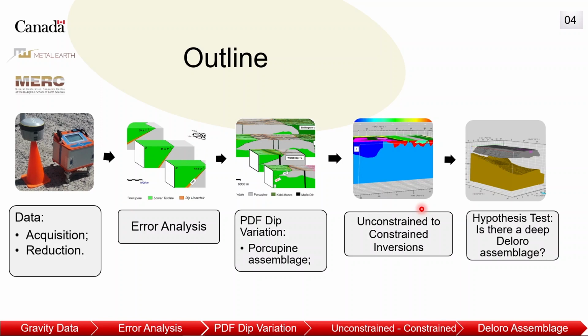So the outline of my presentation: I'll talk a little bit about data acquisition and reduction, later on a little about error analysis, and I'm going to cover the Porcupine Destor fault deep variation, focusing on the Porcupine assemblage. Later on it will be more focused on going from unconstrained to constrained inversions by adding constraints to get a better model. At the end, a hypothesis test: is there a deep Timiskaming assemblage? Said also mentioned something about this in his presentation today.